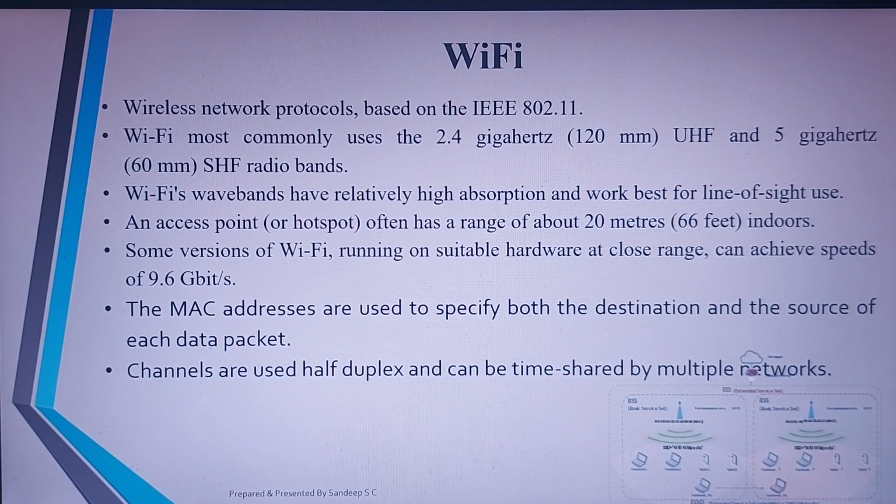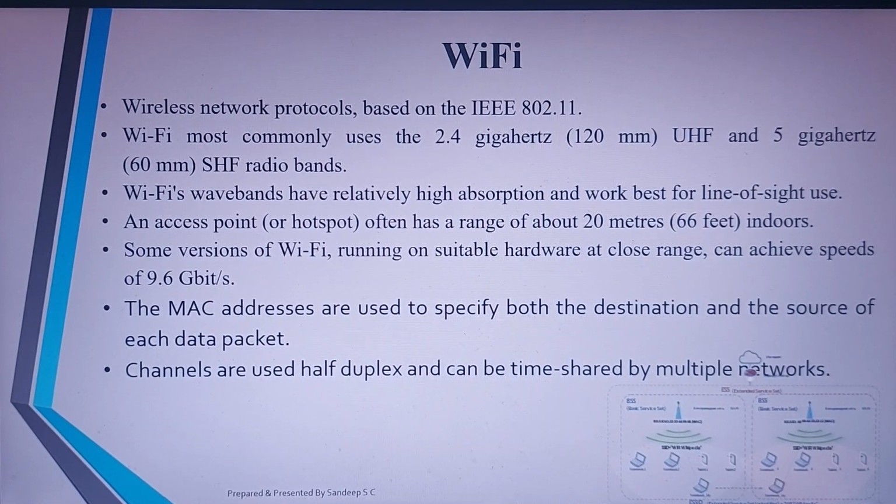Then we have Wi-Fi. This is another type of wireless communication. Wi-Fi itself is not actually a technical name. It is just a brand name used for the IEEE 802.11 communication protocol. Technically it is IEEE 802.11, but generally it is known as Wi-Fi. It operates at 2.4 gigahertz, that is ultra high frequency with a 120 mm wavelength, and 5 gigahertz with a 60 mm wavelength, that is super high frequency. These are the two radio bands. Again, these are unlicensed, both the 2.4 gigahertz and the 5 gigahertz.